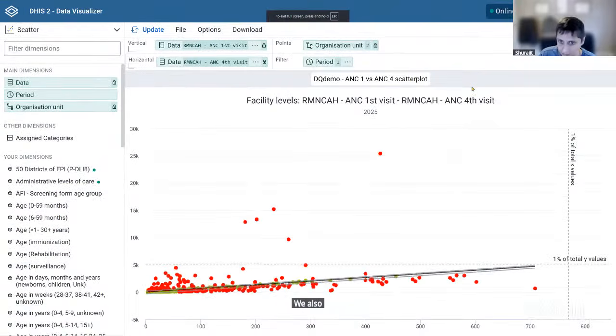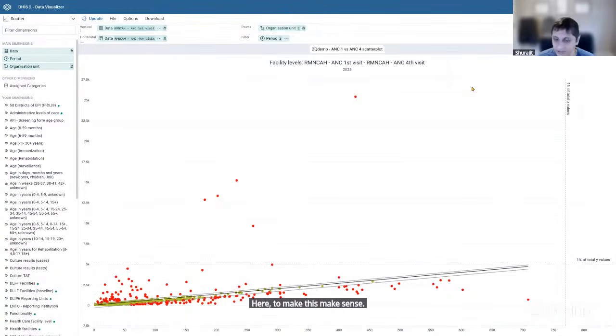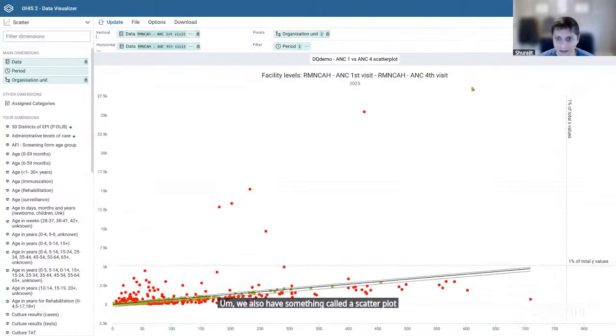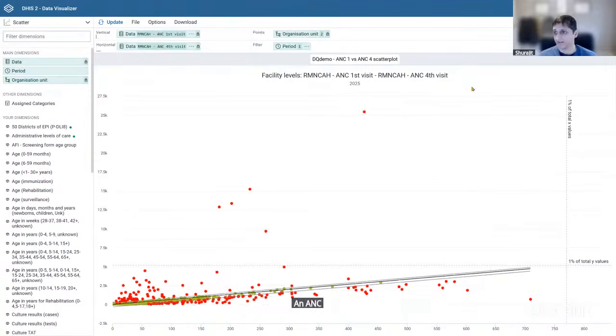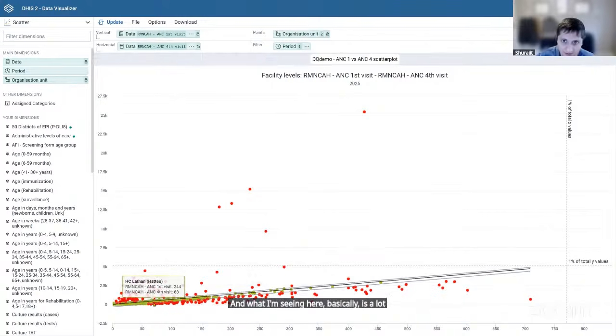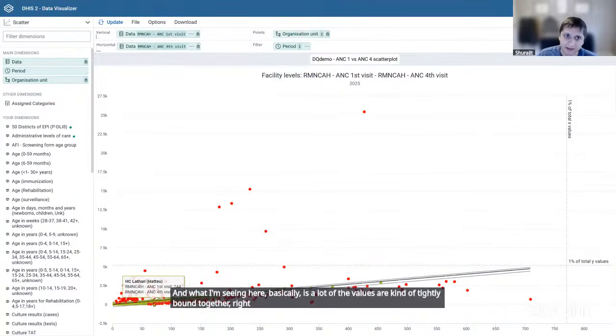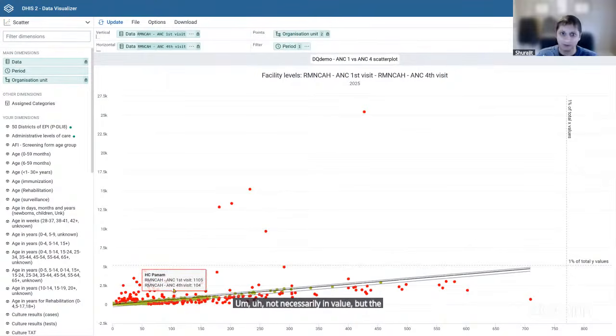We also have, and I will just have to zoom out a little bit here to make this make sense, something called a scatter plot, which analyzes this relationship. Here I'm looking at ANC1 and ANC4. This allows us to perform a bit of analysis to determine what's going on with the relationship between these variables. What I'm seeing basically is a lot of the values are tightly bound together, right? Because the expected relationship is such that they might be close, not necessarily in value, but the relationship or difference between the two is pretty steady over time.